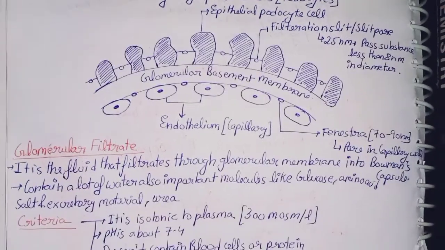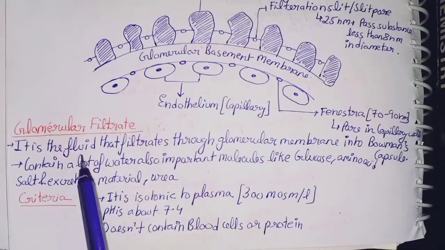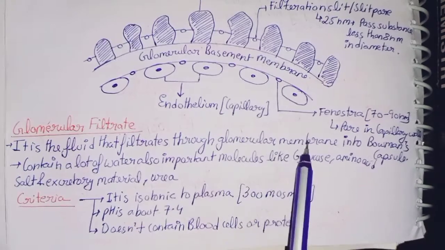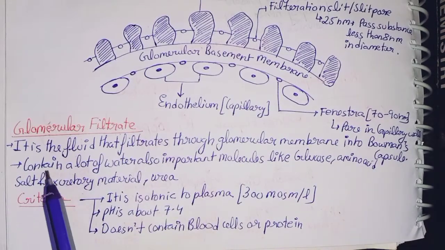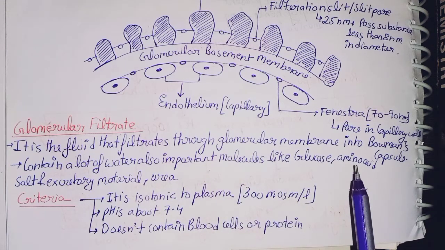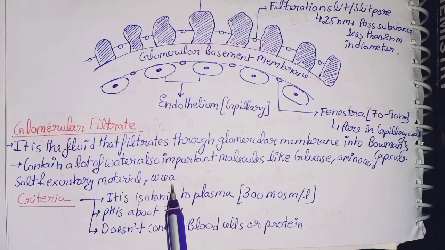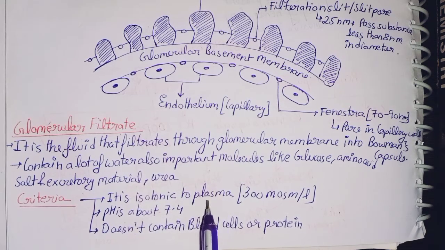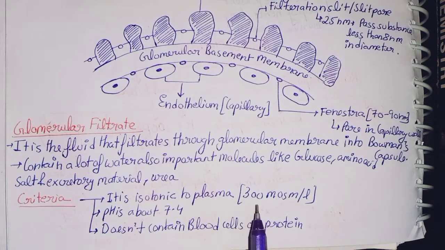So now coming to glomerular filtrate. It is the fluid that filtrates through the glomerular membrane into Bowman's capsule and contains a lot of water, also important molecules like glucose, amino acid, salt, and excretory material along with urea. Criteria of glomerular filtrate: it is isotonic to the plasma, that means it has the same osmolarity, that is 300 milliosmol per liter. pH is 7.4 and it doesn't contain blood cells or protein, as the glomerular membrane doesn't pass the blood cells and protein.